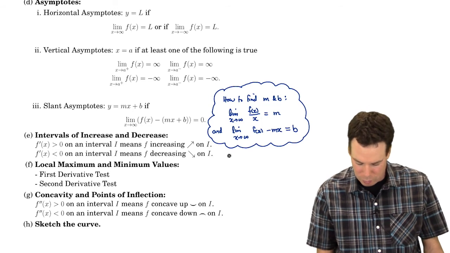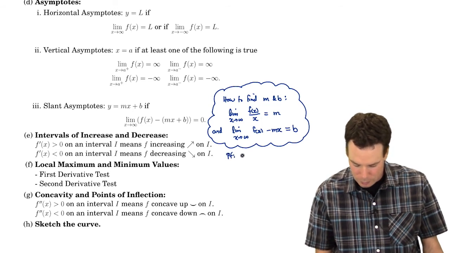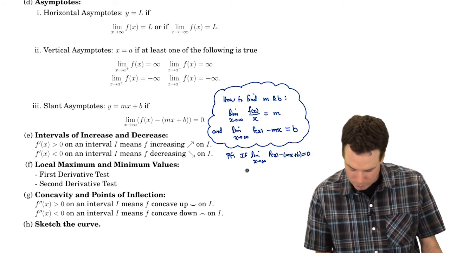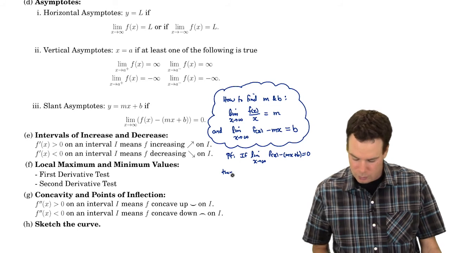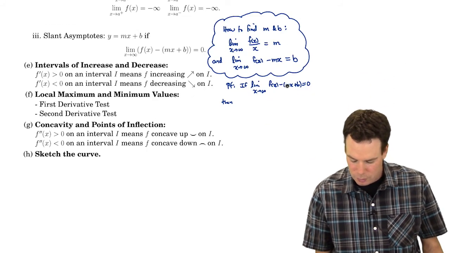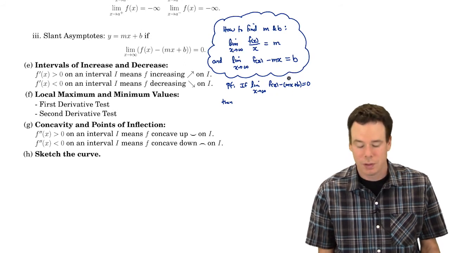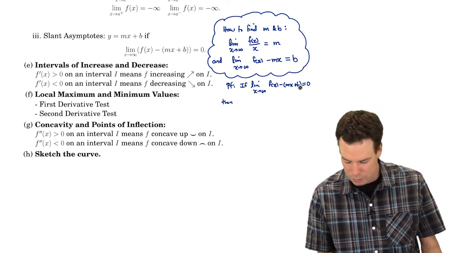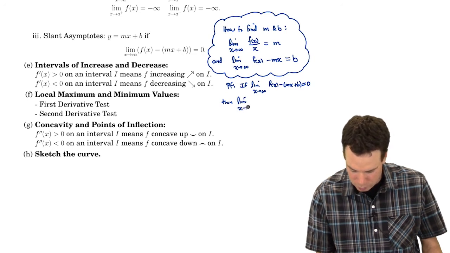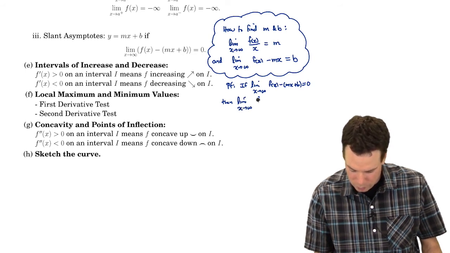And maybe we'll do a quick little proof here. So if the limit as x goes to infinity of f of x minus mx plus b is equal to 0, then, let's move it all the way up here, then what? Notice my assumption is I'm assuming there's a slant asymptote, so I'm assuming that this limit is 0. Then the limit as x goes to infinity of, and I'm going to divide everything by x.